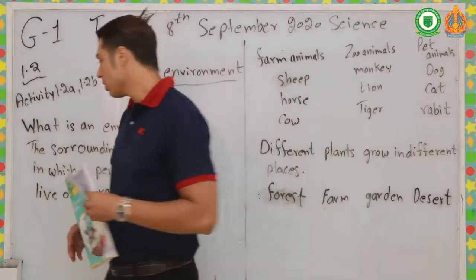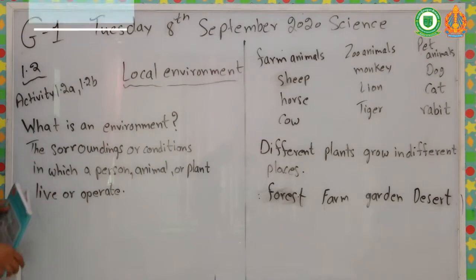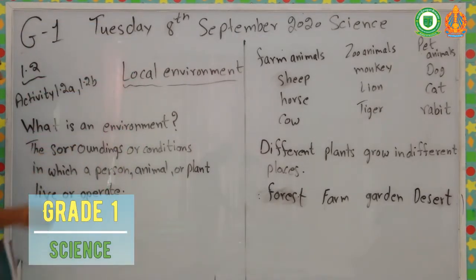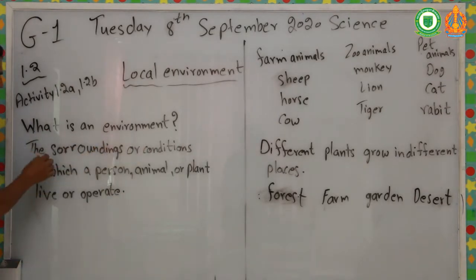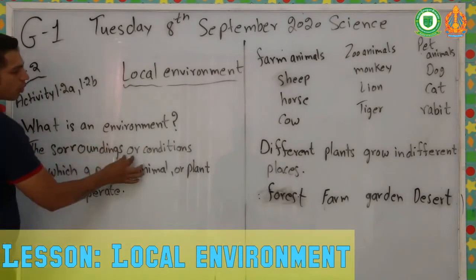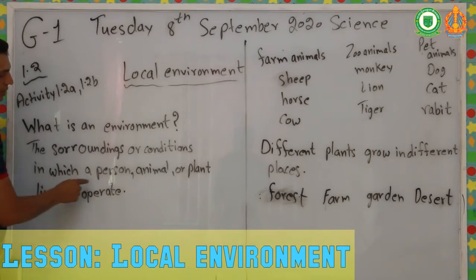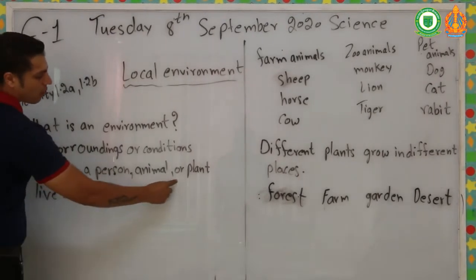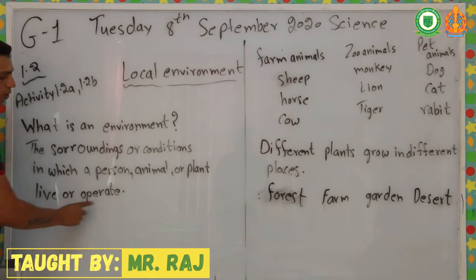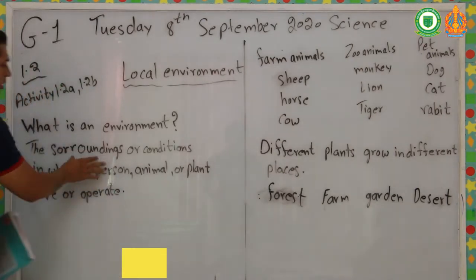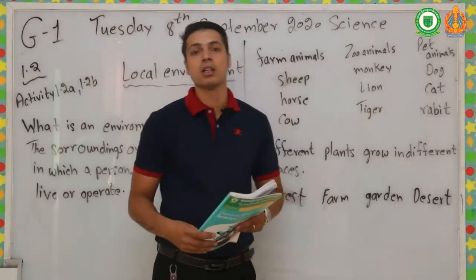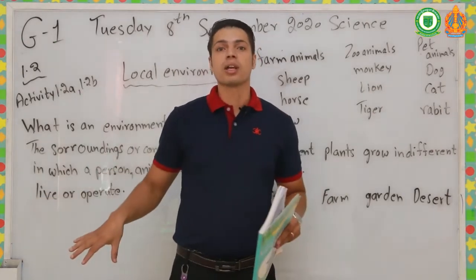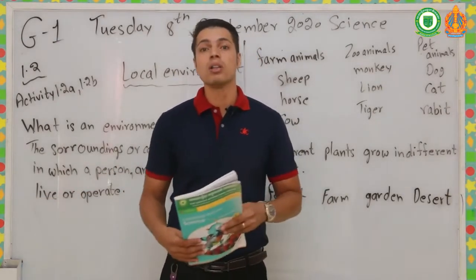So first of all, what is an environment? Okay, so you need to know what is an environment. So environment is the surroundings or conditions in which a person, animal or plant live or operate. Okay, so what does it mean, surroundings? Surrounding means the objects, okay, and what is around us. Okay, so all we call surroundings.